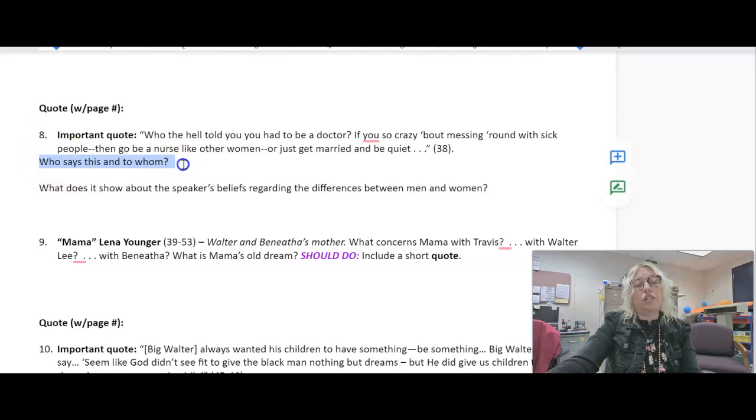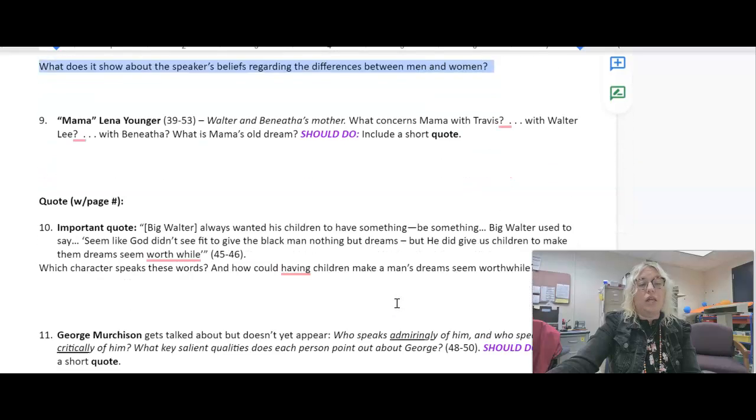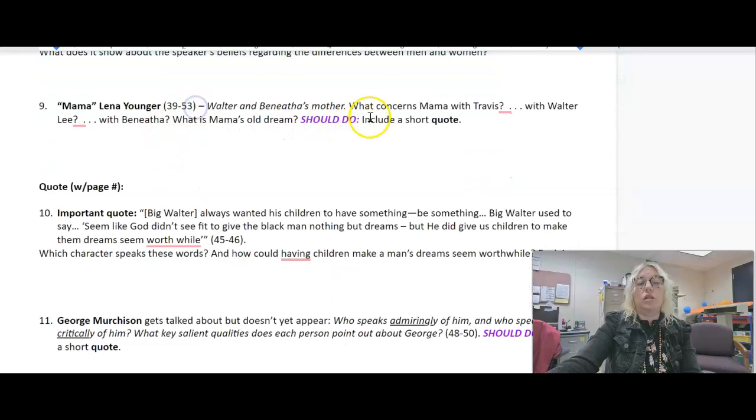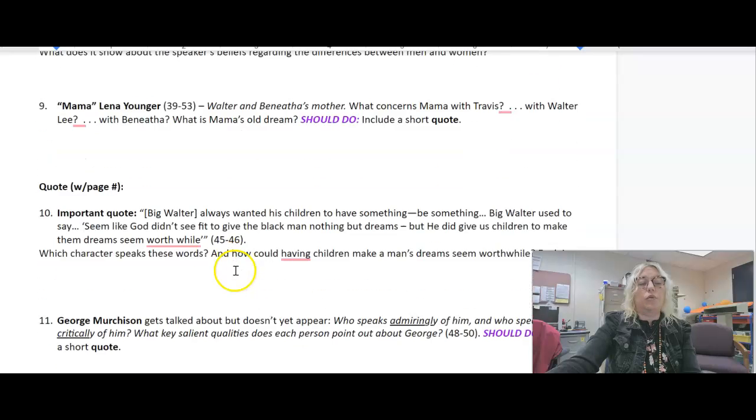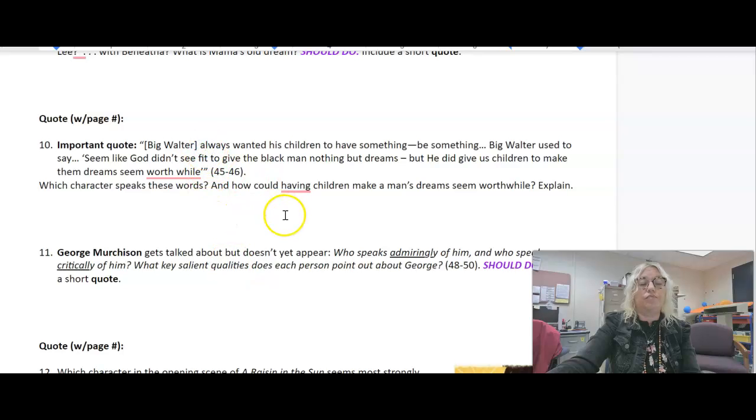So this question is, who says this? "Who the hell told you had to be a doctor?" Yada, yada, yada. And to whom? What does it show about the speaker's beliefs regarding the differences between men and women? Here's another important quote. Oh no, I'm sorry, excuse me. That number 8 was an important quote. 10 is an important quote.